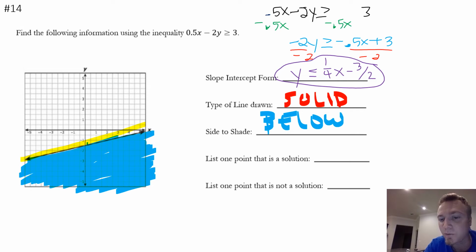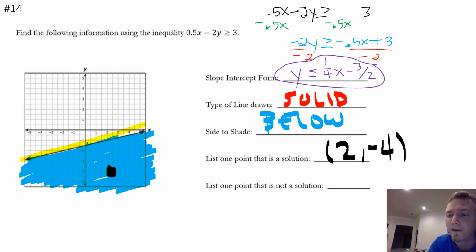And the next question says, list one point that is a solution. So we have shaded a region where we're claiming all the solutions are. So any point that you select, as long as it's on the line, because it's or equal to, so it can be on the line, or in the shaded region, it's a good solution. So I'm going to pick the point, let's go 2, -4. So 2, -4 is like right in here. If I do it in black, you can see it. That point is definitely in the shaded region, so a solution would be the point right 2, down 4.